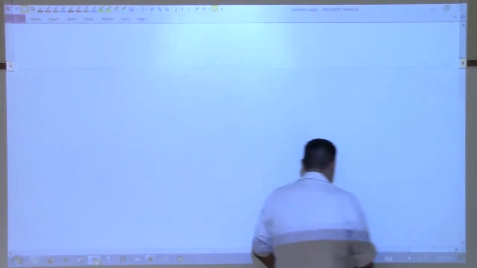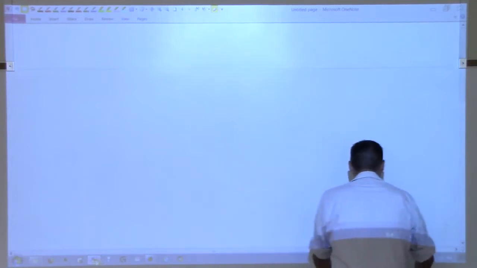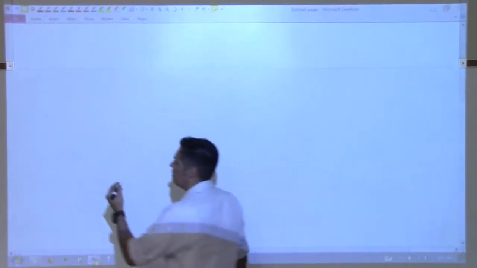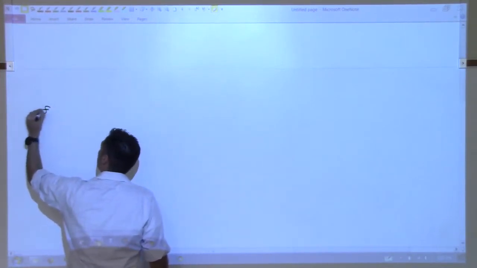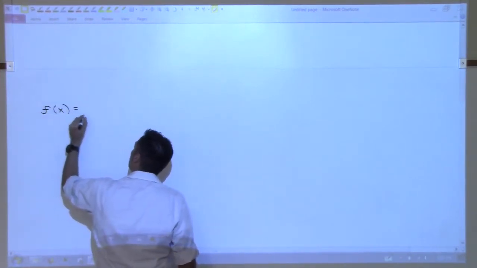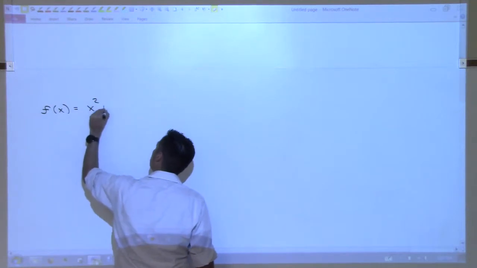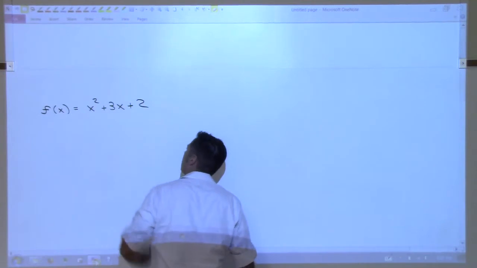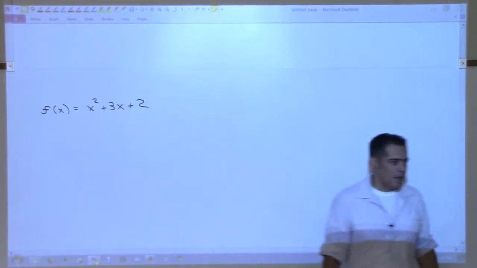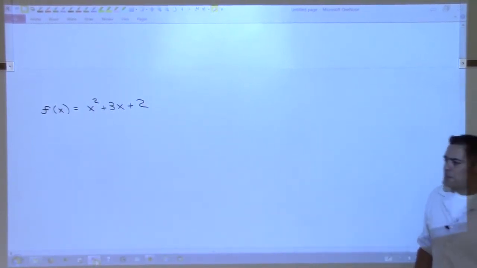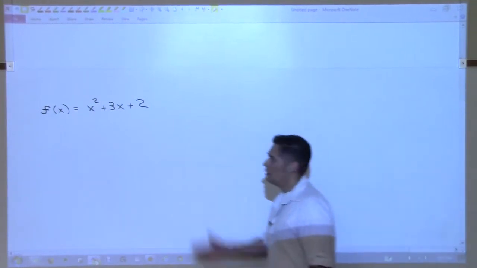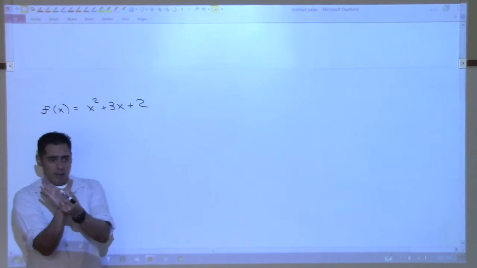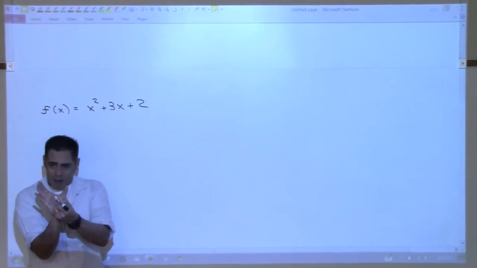So let's go and do our first example. We're going to do something that you should actually be able to do right now without calculus. We're going to take the function f of x equals x squared plus 3x plus 2. Okay, that's a parabola back from college algebra. Which way does this parabola open? Up, right? Opens up. So we can find that bottom point by using the vertex formula, right?